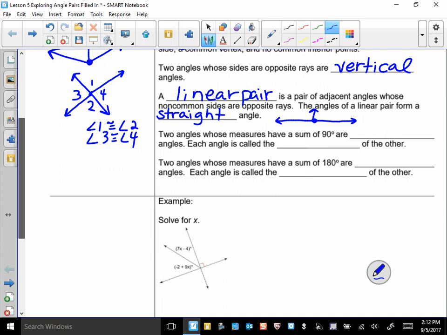Okay, two angles whose measures have a sum of 90 degrees are complementary.